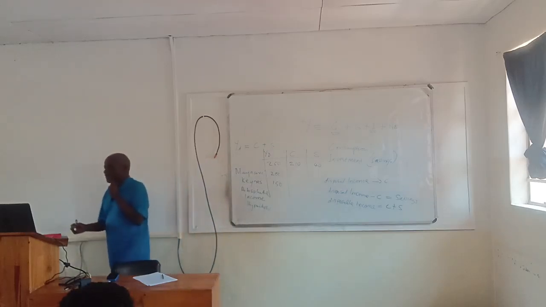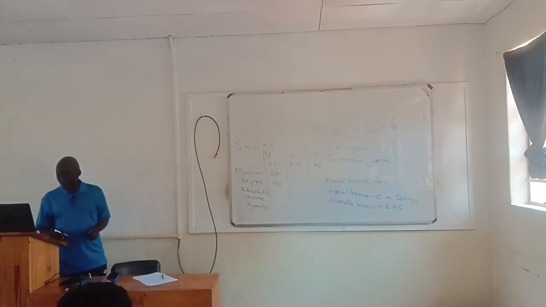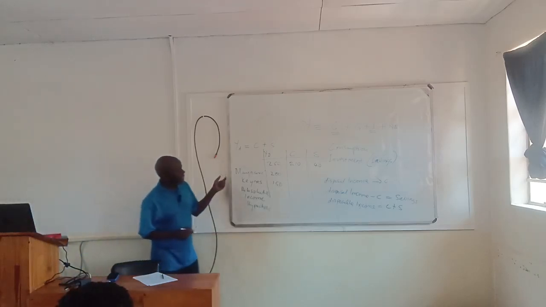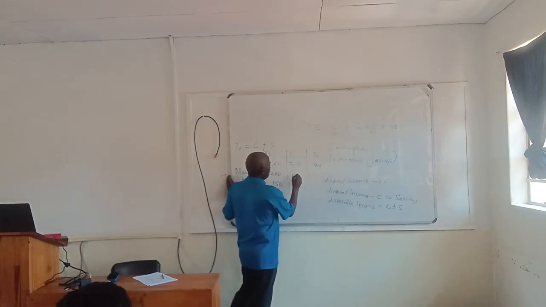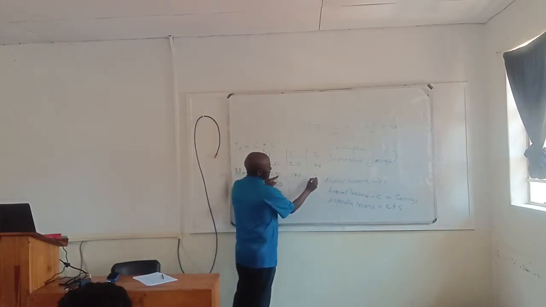Okay? If the income changes to 200, okay, our consumption might also change. Okay? So it might change, let's say, to 170. So now our savings will be 30.